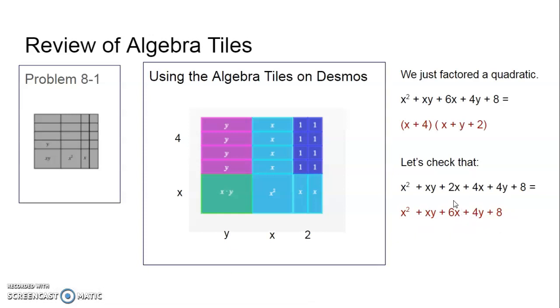So yeah, we factored the quadratic into its two factors. And then when we multiplied them together as a double check, sure enough, we got this answer. So we got our polynomial. This is a good picture of that. But what we're going to learn to do is how to do this type of thing without using algebra tiles.